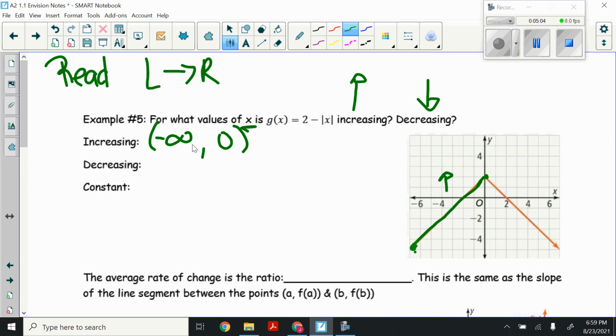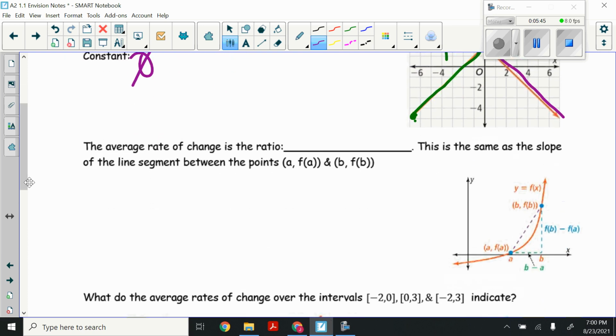Decreasing. Now I start right here and it's going down, which means it's decreasing. The y values are getting smaller. So the x value where it starts to decrease is at 0. Where it stops decreasing, well, this graph is going to continuously decrease to infinity. Constant, I don't ever have any place on here with horizontal lines, so again, constant is never. And when we're doing increasing, decreasing, and constant, we are always going to use parentheses here.